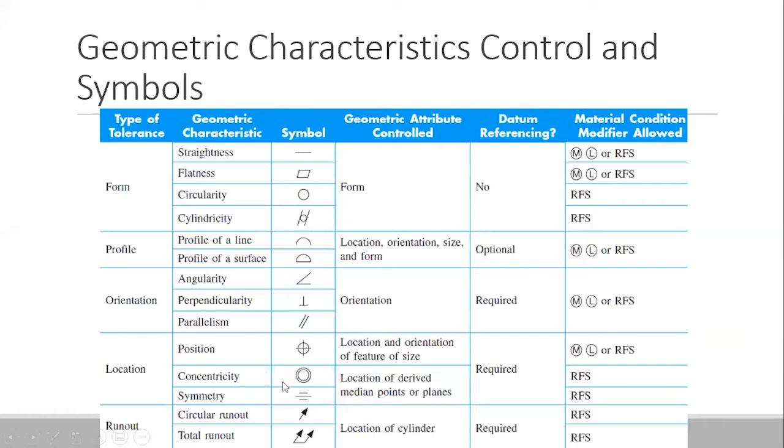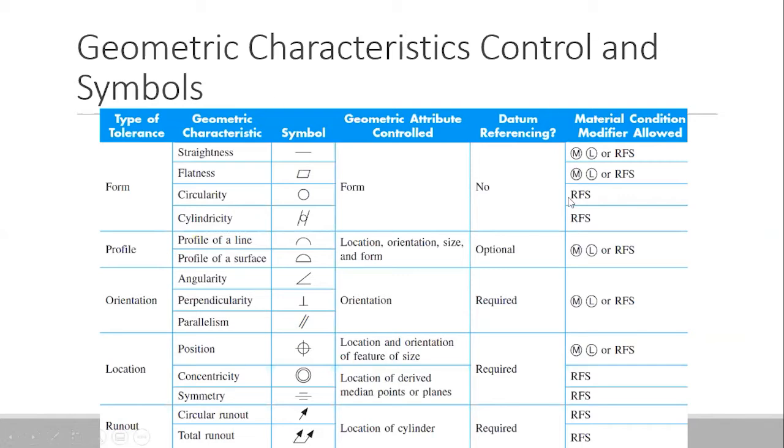Concentricity and symmetry: again, you want to make sure that the two surfaces are concentric, or that the two planes are symmetric to each other. So you will use this type of symbols. The last characteristics are runout and total runout. Circular runout means how much offset from circularity you are allowing in your part. And total runout means how much offset you are allowing in the cylindricity of a part. We will also discuss that with a specific example.